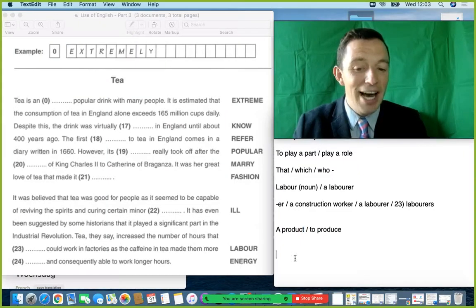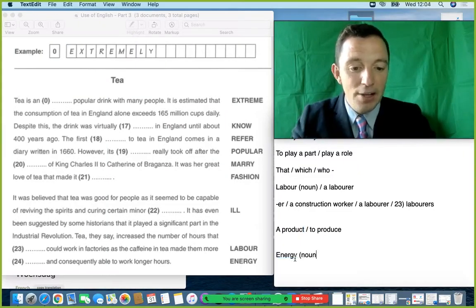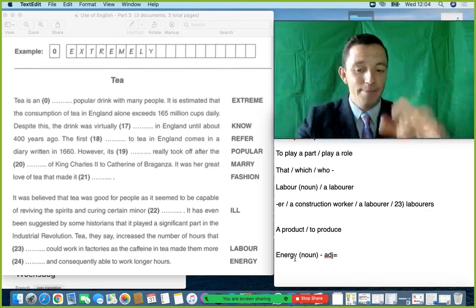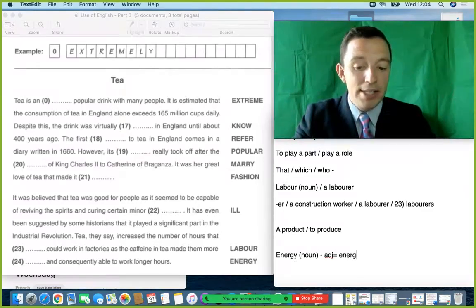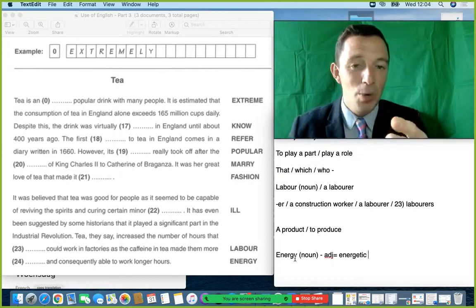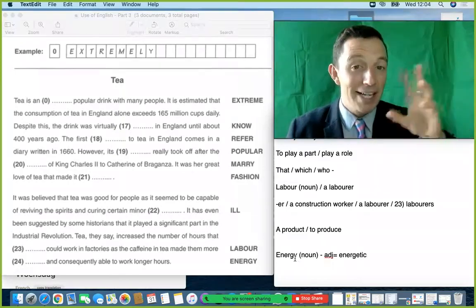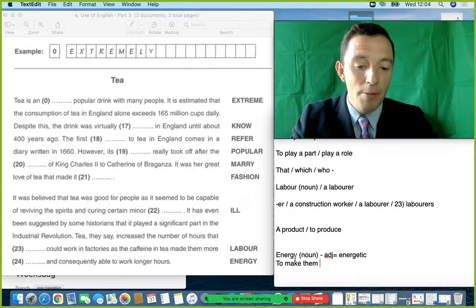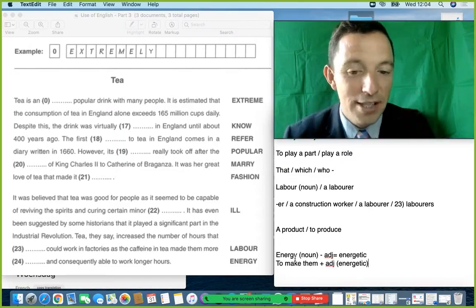So energy is the noun. And we need the adjective. So the adjective of energy is energetic. Okay, very, very good example. It's the same rule, more or less, as previously. To make you happy, to make him happy. That's the structure with the adjective. And here it's the same, to make them plus the adjective, which is energetic. Interesting. Very, very interesting. Good exercise again.